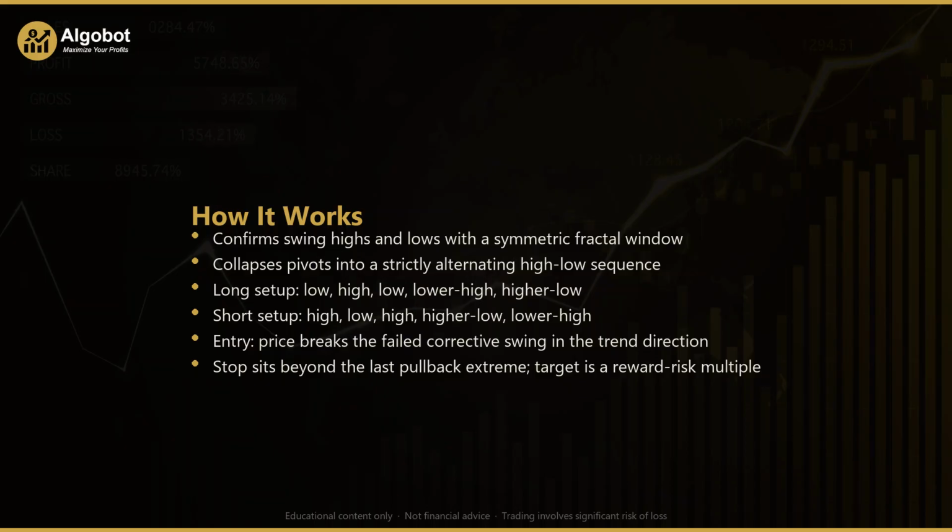The take profit is then placed at a fixed reward-to-risk multiple of that stop distance, controlled by the RewardRisk setting, which defaults to 2. So if the structural risk is 1 unit, the target is 2 units away. Only one position runs at a time, and once a setup is traded, it's locked out so it never refires.